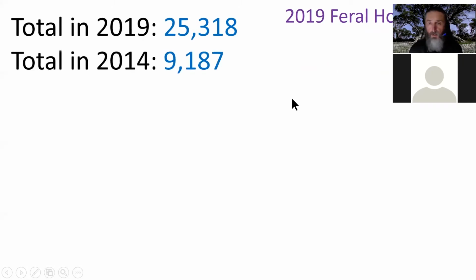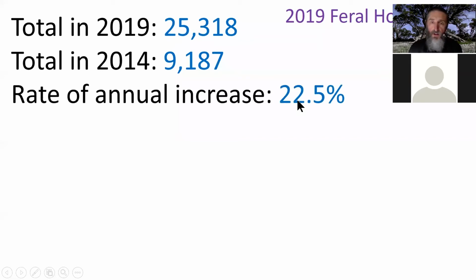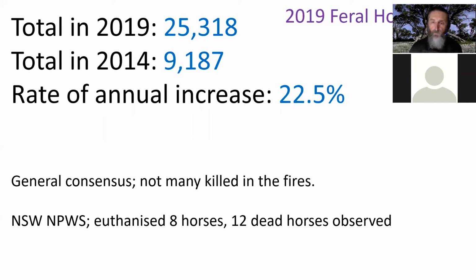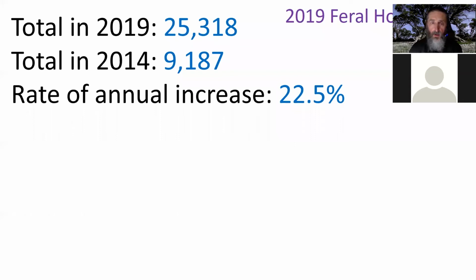So in 2019, we had 25,000. In 2014, there were estimated to be 9,000 using the same methods. So the rate of annual horse increase is 22.5%. That's high. It has been recorded as being higher. That's quite a high value, which means the horses have been doing well. The conditions have been right for increasing population density and expanding their range. And as I said before, the general consensus is that not many were killed in the fires. So we can take these numbers as being still valid despite the fires. Horses seem to have survived the fires okay.